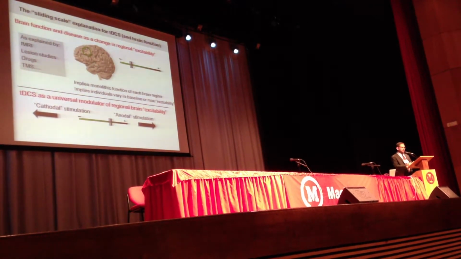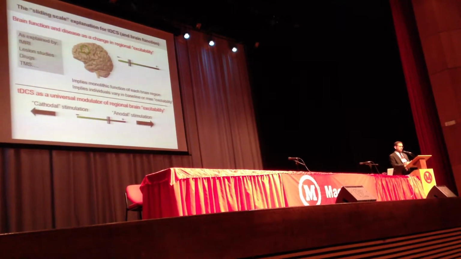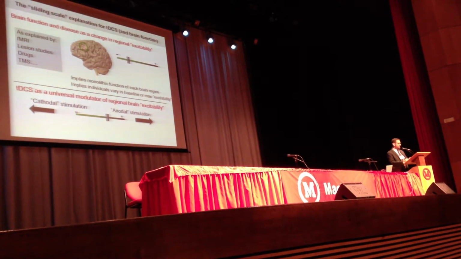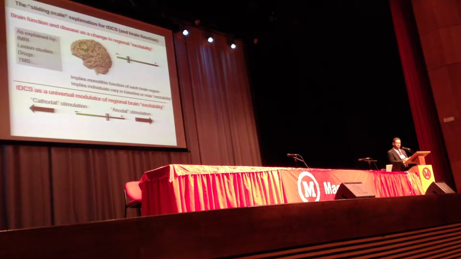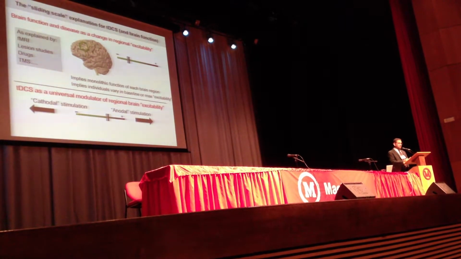This is not an idea that came out of tDCS research. This is something that is very broadly used in neuroscience and neurology. It has roots in TMS, in fMRI. That's where you get this notion of a sliding scale, where you have a brain region and you're thinking about it as being on one end or the other end: not excitable enough, or more excitable.